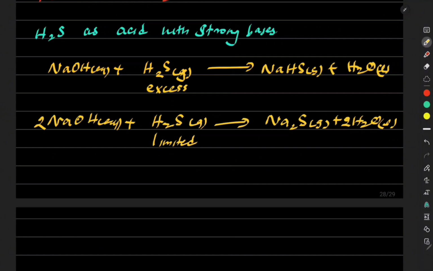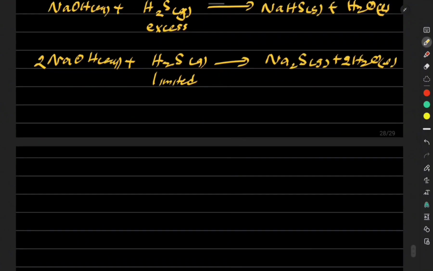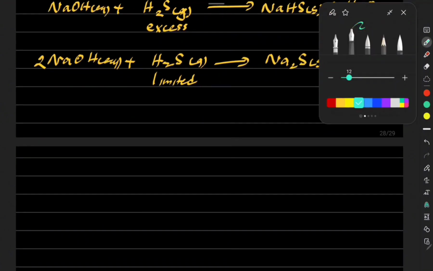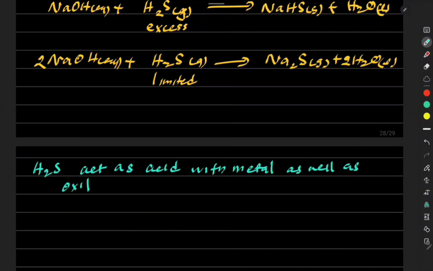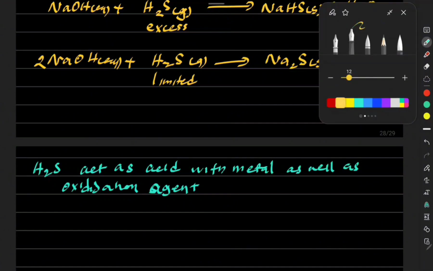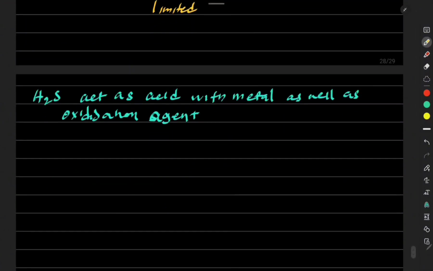Hydrogen sulfide reacts with metals as an acid as well as an oxidizing agent. Let's write it down. When H2S is reacted with metals, it acts as an acid and also an oxidizing agent. Now let's look at the reactions. There are 3 reactions under this.